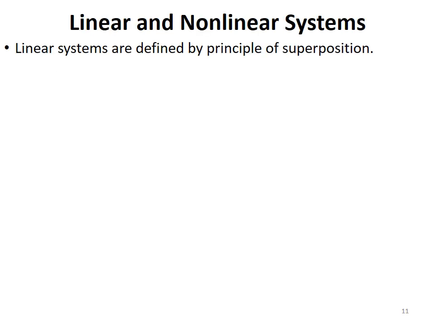Now the next classification, a very important one, is the linear and non-linear systems. And linear systems are basically defined by the principle of superposition. A system is called linear when the independent variable and the dependent variables are linearly related. So all the linear systems basically follow the principle of superposition.